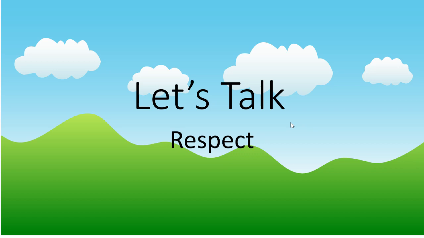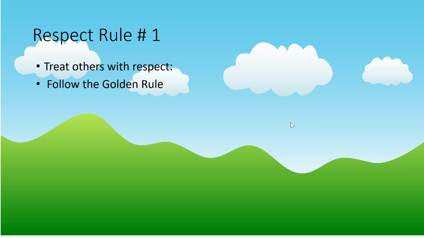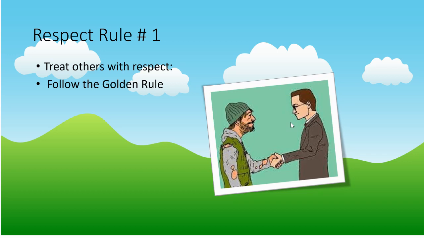And what are the 6 rules for respect or achieving respect? Rule number 1, treat others with respect. Follow the golden rule. When we treat others with respect, in turn, they will treat us with respect. We should always respect each and every person, no matter what they look like or their social or economic background. Respect everyone.